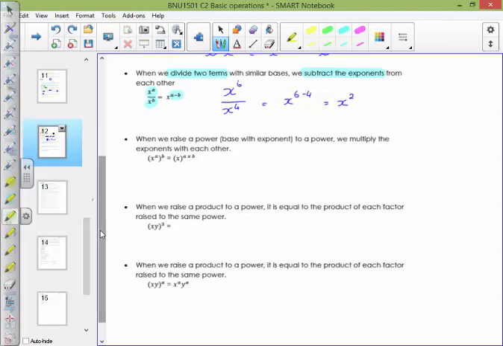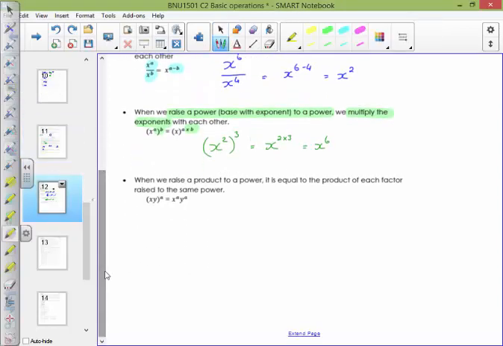When we raise a power to an exponent, then we will multiply those exponents. So if we've got x to the a, all to the power of b, then it will be x to the power of a times b. So for example, if you've got x squared, and that must be cubed, then you'll say x to the power of 2 times 3, which is x to the power of 6.